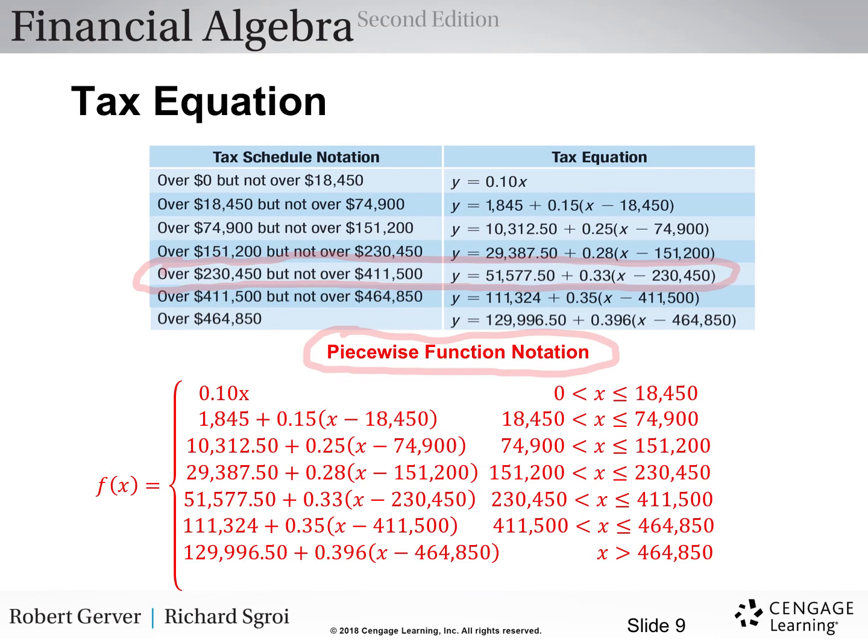And if we look here at the one that we've been looking at, over $230,450 but not over $411,500, we would see that f of x equals $51,577.50 plus 0.33 times x minus 230,450, when x is greater than 230,450 but less than or equal to 411,500.